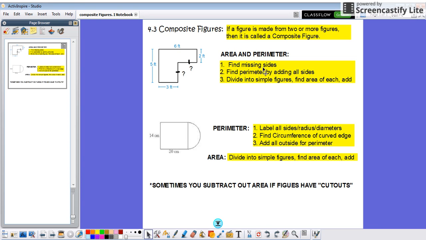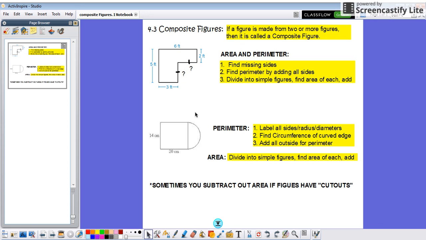Find any missing sides, and missing sides would be unlabeled with measurements. Find the perimeter by adding all your sides, or if you happen to have a curve, the perimeter of a curve you know is the circumference. And then for the area, you divide into simple figures, find the area of each, and then add them together. So let's look at this first example.